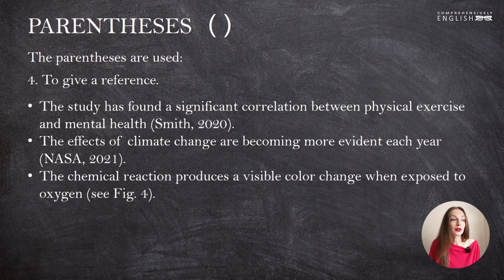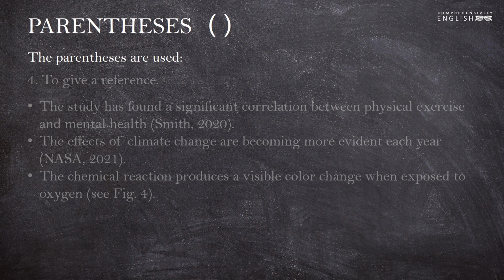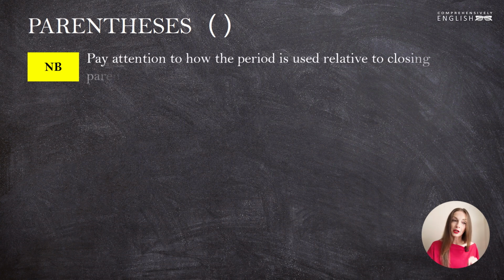And the last example, the chemical reaction produces a visible color change when exposed to oxygen (see figure 4). Here, the author refers to the figure that he added to his work, paper, article, or whatever it might be. Now, please pay attention to how the period is used relative to closing parentheses.